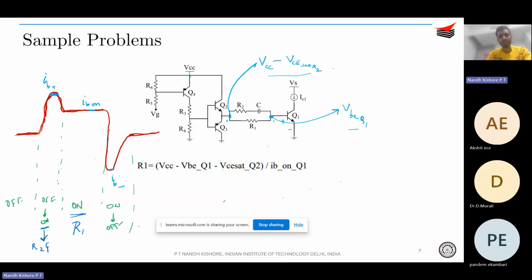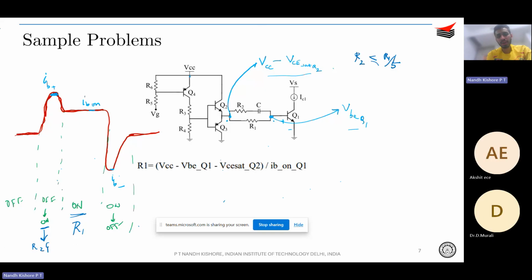Why? Because during that period of time, this C is completely discharged. Therefore, the completely discharged capacitor acts as a short circuit. Inherently, you will be having R2 at least 5 times lesser than R1. So when the device is turning on, there would be a low impedance path through R2C, and that is your IB plus, that is your surge current or maximum current.